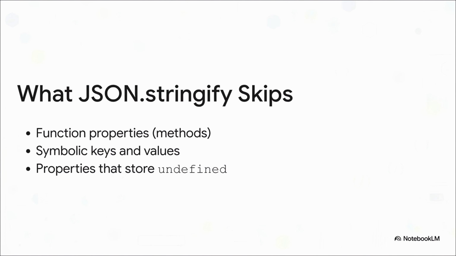Okay, this is super important. You need to know what JSON.stringify just completely throws away. See, JSON is all about data, not behavior. So anything that's specific to JavaScript's logic gets tossed. That means functions, methods on your object, gone. Any properties with a value of undefined, poof, vanished. And symbolic keys and values, also ignored, they just disappear from the final string.